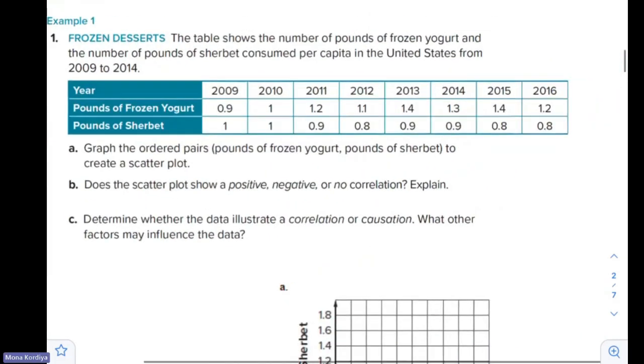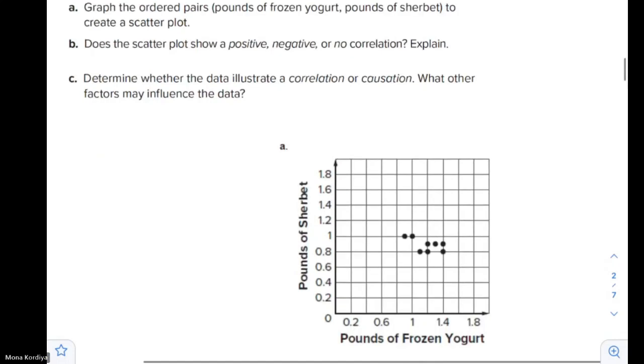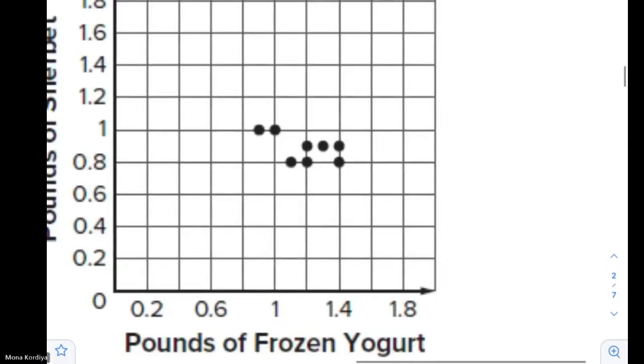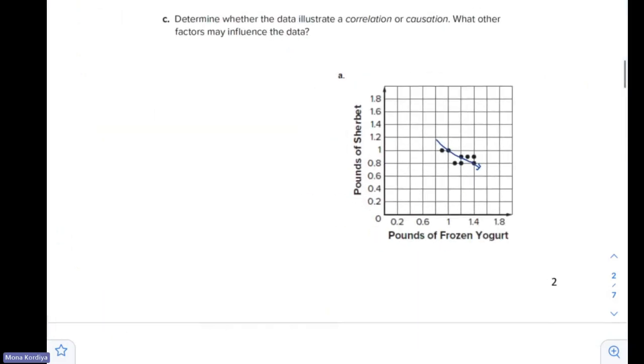Okay, let's see another example here. The table shows the number of pounds of frozen yogurt and the number of pounds of sherbet juice consumed per capita in the United States. And when you plot the points, you will see something like that. However, this is not a strong relation, but you can visualize that it's somehow decreasing. It's not that strong a relation, but it's somehow decreasing. So we can say that it has negative correlation.